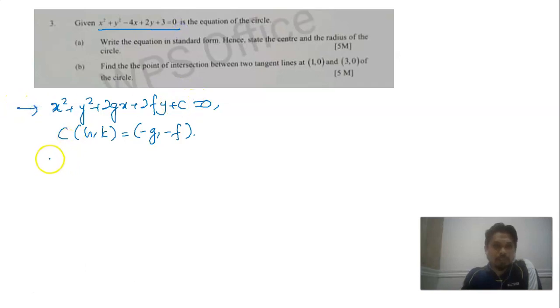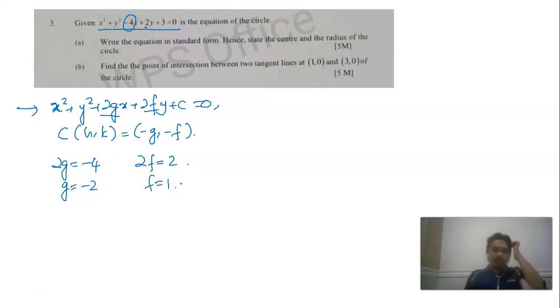Recall. So then, look at this one here now. Negative 4 with 2g, so 2g equal to negative 4, and 2f equal to 2. So then g equal to negative 4 divided by 2, negative 2, and f equal to 1. Okay, the center is negative g and negative f. So the center here is negative g; g is negative 2, so negative g equal to 2, and negative f, where f equal to 1, so negative 1.